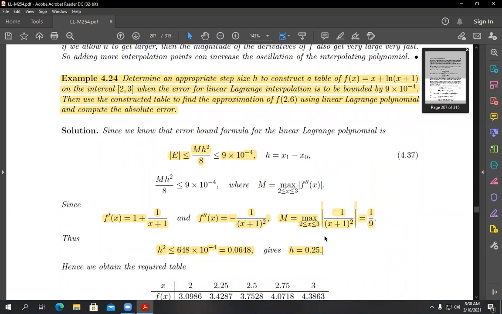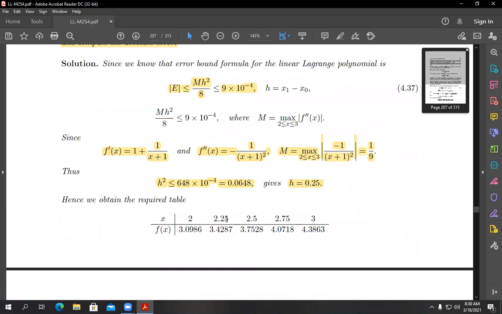Now you have 0.25. The first point is given as 2, the final point is given as 3. You have to create the x values with this h, which is 2, 2.25, 2.5, 2.75, 3. This is the thing you have here. So this is the first thing: he says find h, and h will give you how many points we need, and then you create the table.